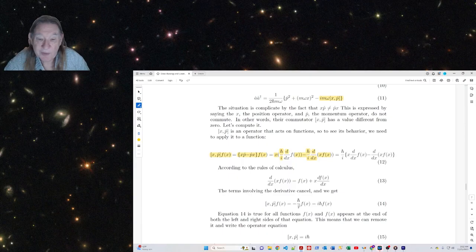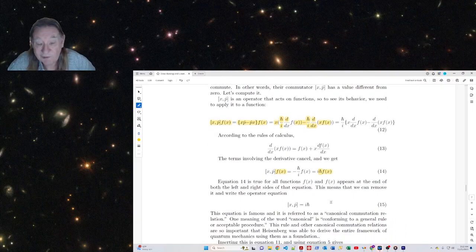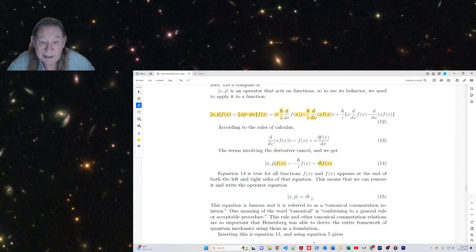And what you end up with is just iħ times the function itself. Now, as I say, this equation 14 is true for all functions f. And the function f appears on the right here, and it appears on the right here. And so what that means is we can remove f of x from the left side and the right side. And if you remove it, this is what you get.